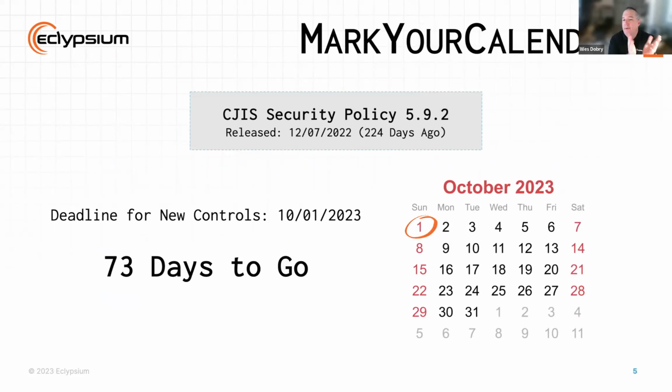So the big thing to understand is that while CJIS 592 was released on 12/7, 224 days ago, the deadline that they gave for implementation of these new controls and for them to become auditable is October 1st. So that's only 73 days from now.